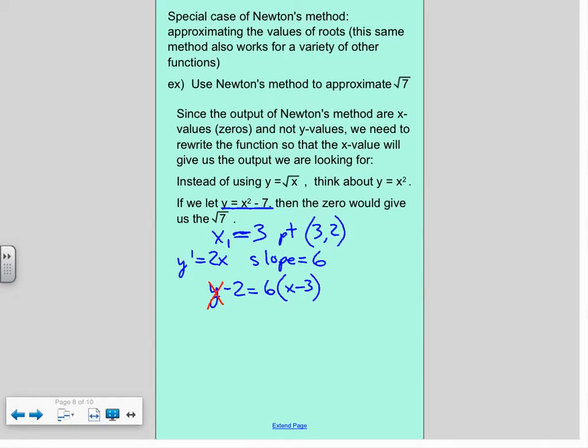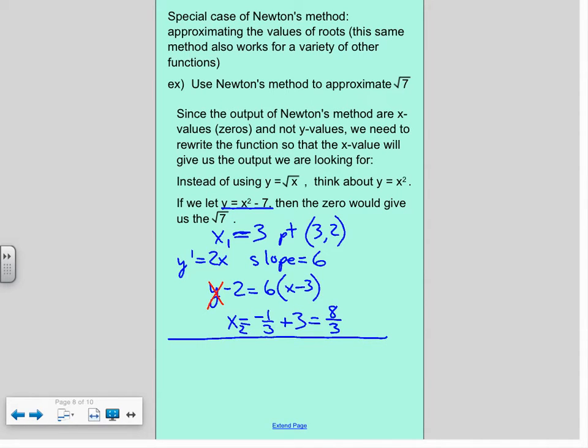Finding zeros, so we cross out the y, we solve for x. So we get x equals, divided by 6, we get negative 1/3 plus 3. So we end up with 2 2/3, or 8/3. Okay, that's our next x value for our next iteration. So we've got 8/3, and let's just do one more iteration just to see if we get a little bit closer.